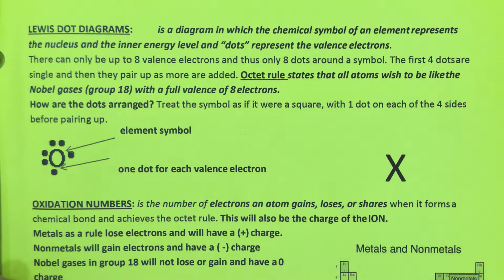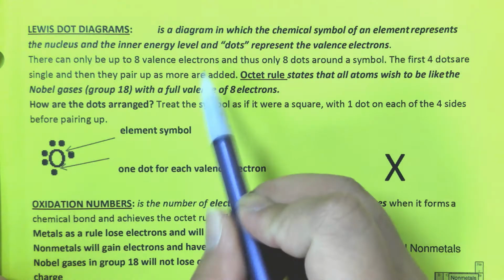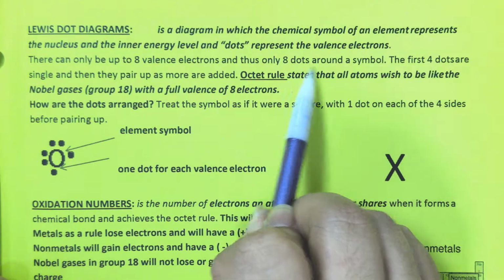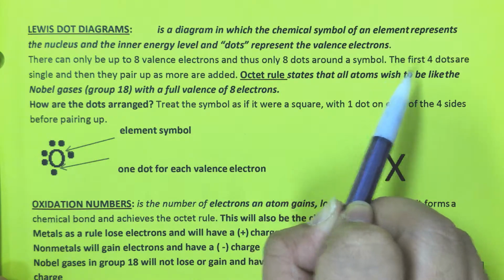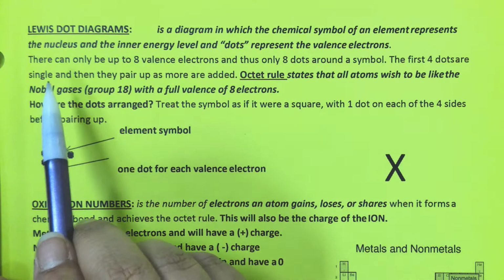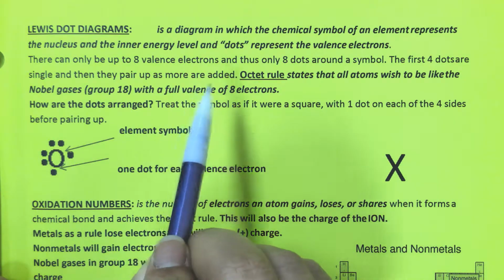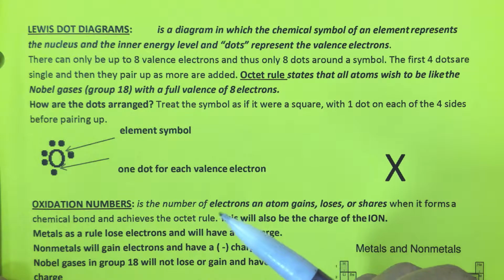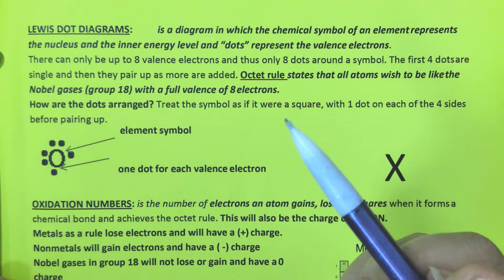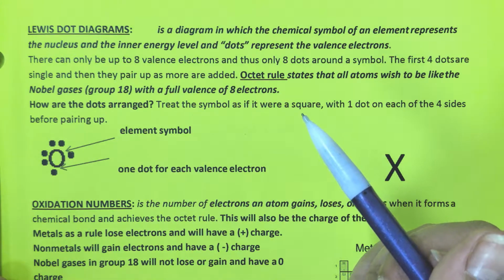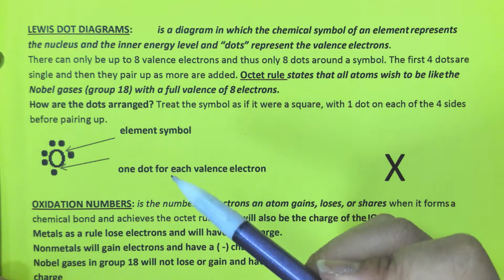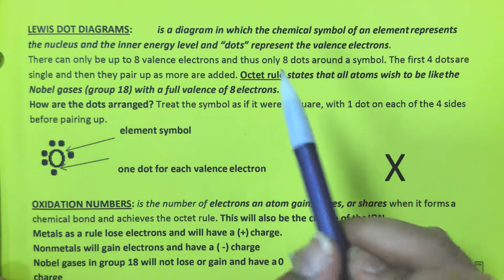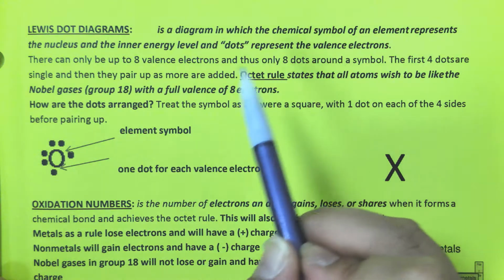There can only be up to 8 valence electrons, and thus only 8 dots around a symbol. The first 4 dots are single, then they pair up as more are added. So that statement right there should remind you of the bus seat rule. Everyone wants their own seat on a bus, but once all the seats are taken, then they're going to have to start sharing seats.